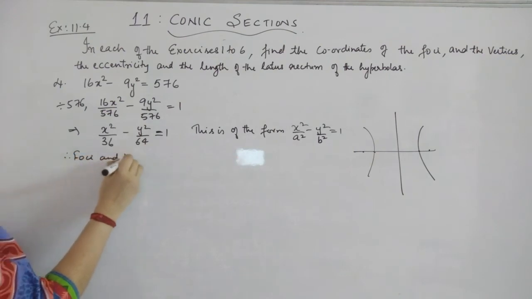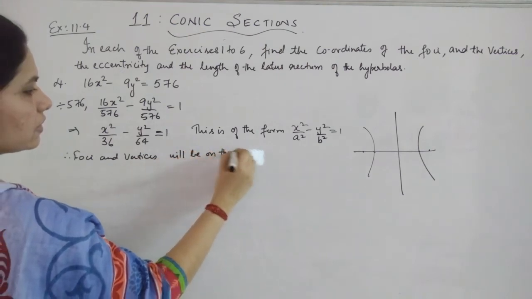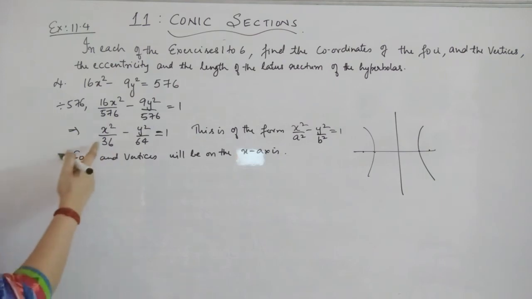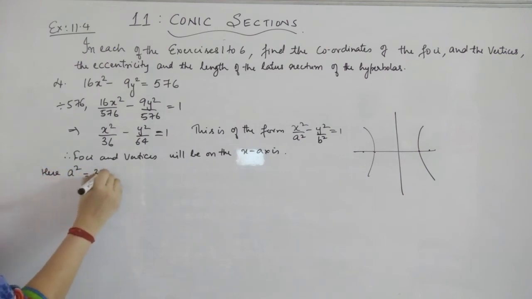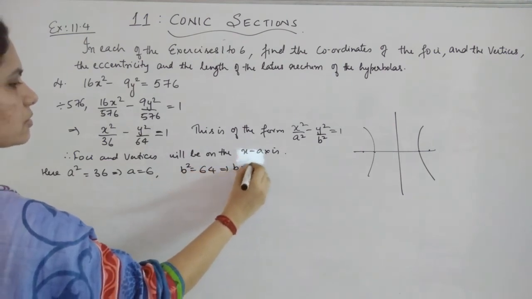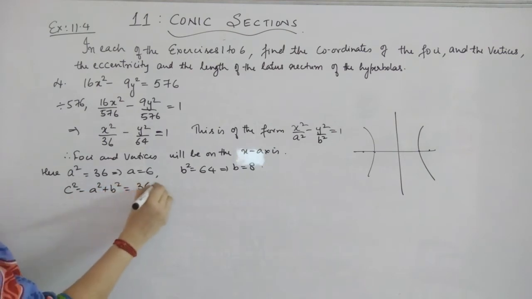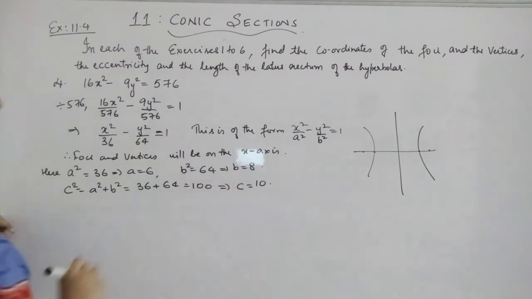Therefore the foci and the vertices will be on the x-axis. Now since they are on the x-axis, the coordinates will be plus or minus c comma 0 and plus or minus a comma 0. First we will find out what is a, b and c. Comparing with this, we will get a square is equal to 36, or a is equal to 6, b square is equal to 64, that is b is equal to 8. Now what is c square? It is a square plus b square. So you'll get 36 plus 64, which is 100. So you can say c is equal to 10.